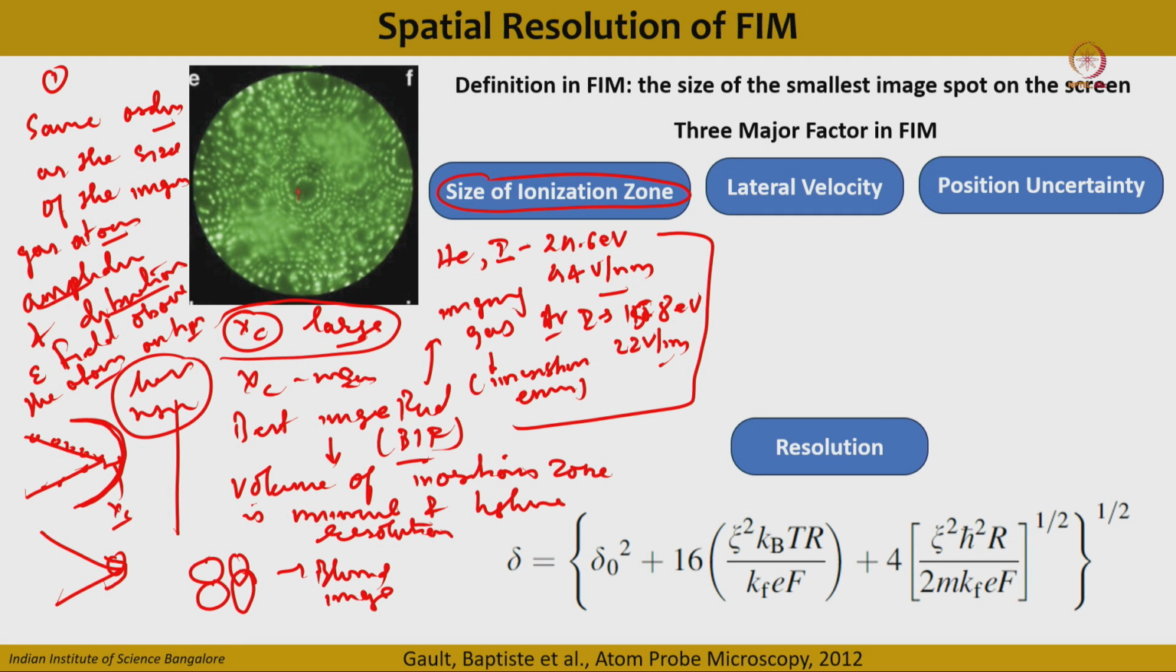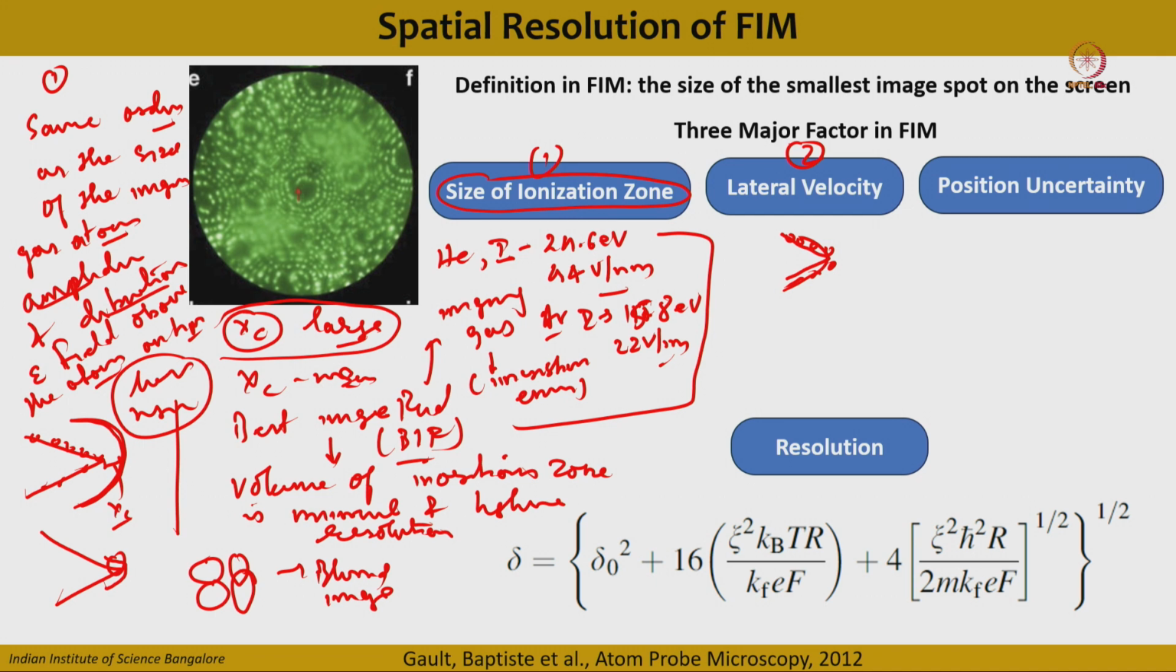Now coming to the lateral velocity, the second term. This is the first term, the second term. So ions are formed when the gas atoms jump through the ionization zone near the surface. Okay. So you have an atom probe needle, you have an ionization zone on the atom probe tip. So these gas atoms are jumping across this ionization zone due to the electric field.